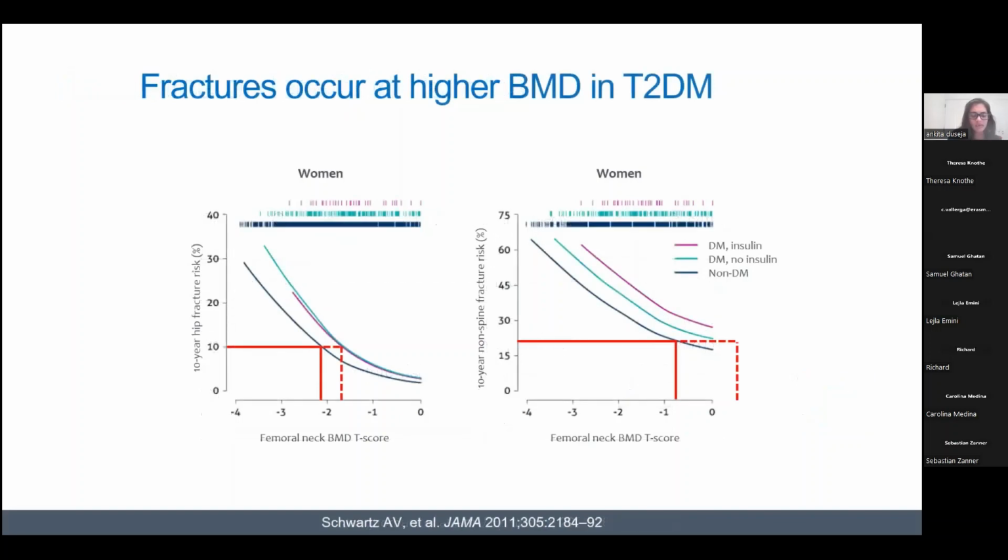Now, I'm not saying that bone density does not relate to fracture risk in diabetes. In this study from Ann Schwartz, she illustrates that the lower the femoral neck BMD, the higher the risk of having a hip fracture here on the left and non-spine fracture on the right. What's happening in diabetes is that for a given level of fracture risk, the bone mineral density is higher in diabetes, whether it's a hip fracture or a non-vertebral fracture.